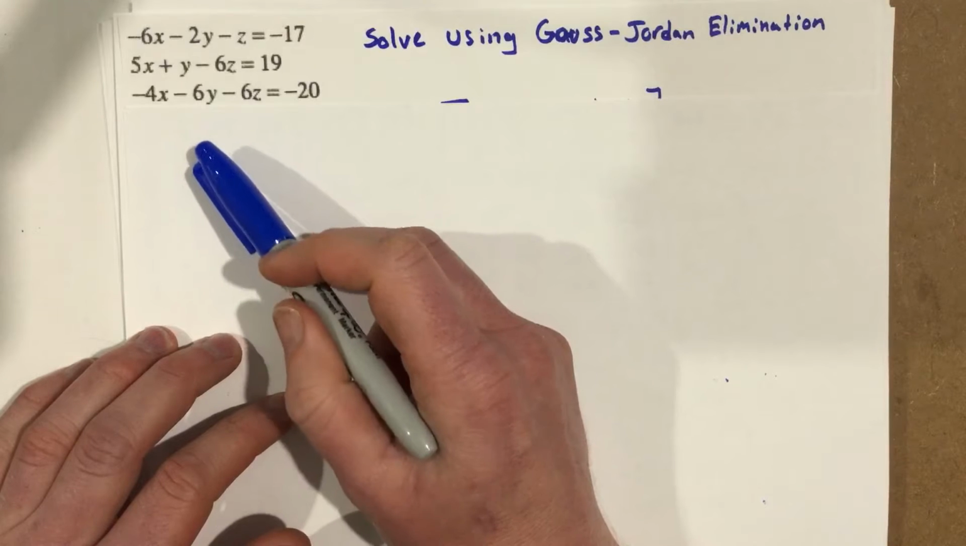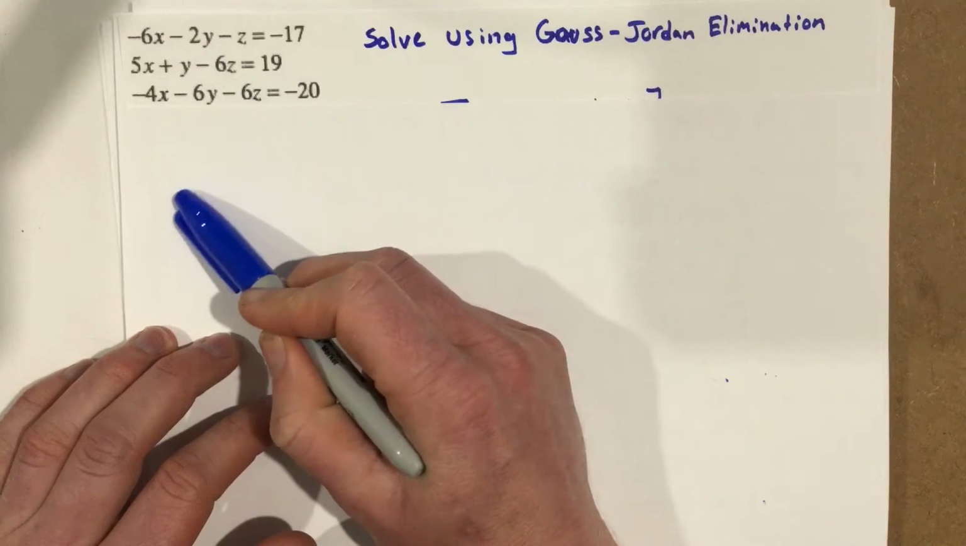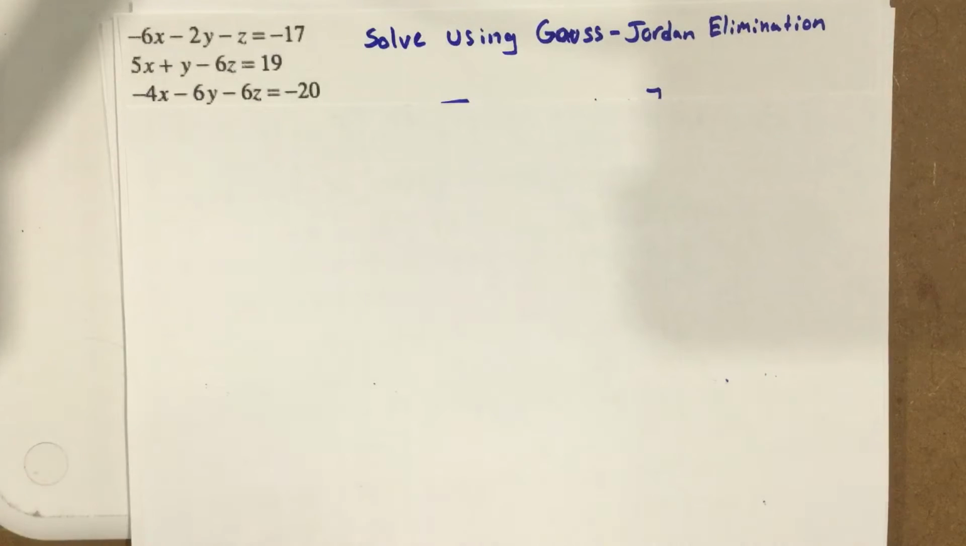You want the bottom three spots in your matrix to be 0 and the top 3 spots in your matrix to be 0 as well, with ones down the diagonal, and that's how you find your solutions.